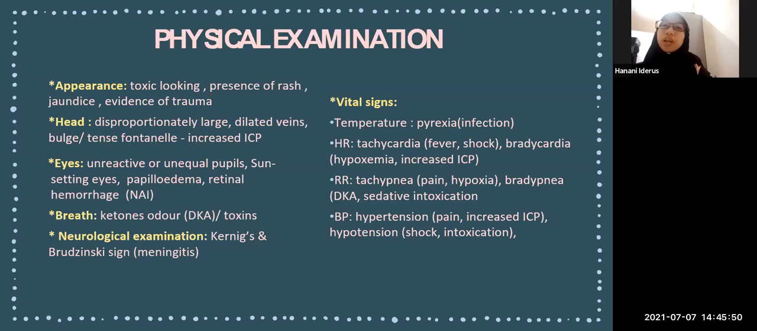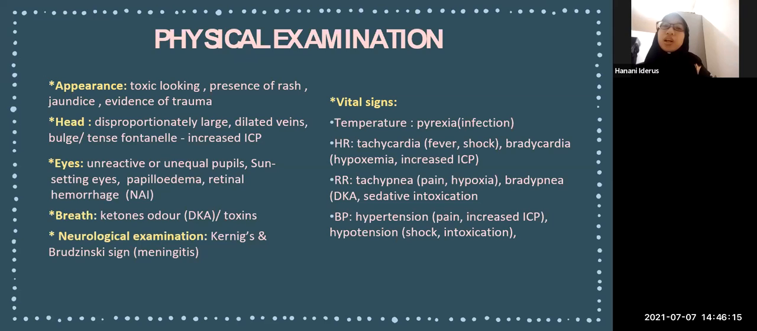And then for the head, because we are worried about hydrocephalus, we need to look at the size, whether it is obviously disproportionately large, and the presence of dilated veins. We also need to look, in the case of a younger patient whose anterior fontanelle has not fused yet, for bulging of the fontanelle, which indicates an increase in ICP.